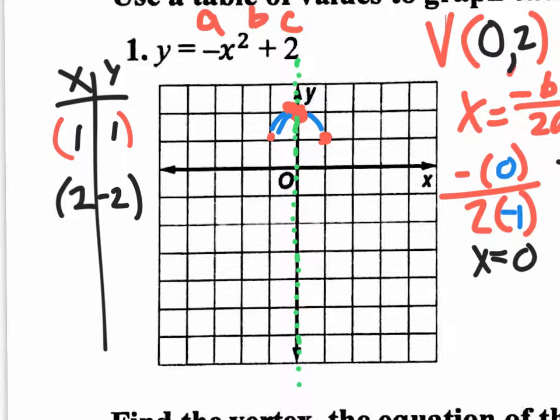So let's go to the coordinate 2, negative 2. That's 2 on the x, negative 2 on the y. Put a dot right here. And of course, I could map that over to the other side. It's 2 units away, so go 2 units this way and you can put the dot right there.